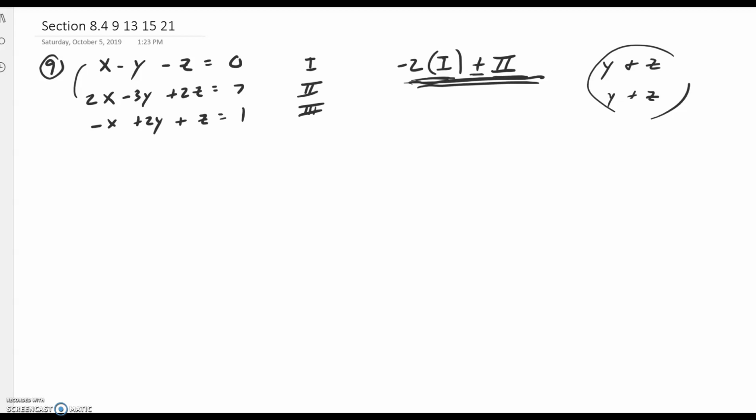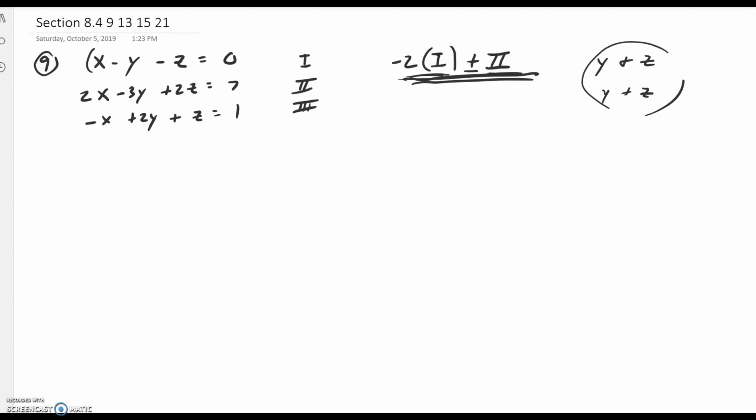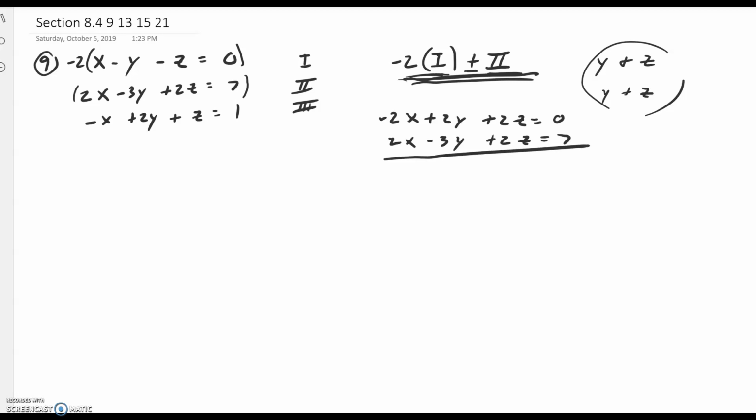So I'm going to distribute negative 2 throughout this top equation. So I'm going to distribute the negative 2 on both sides. So that's going to look like this. And then I'm going to leave this second equation alone. So when I distribute the negative 2 through, I get negative 2x plus 2y plus 2z equals 0 times negative 2 is 0. Now I'm going to copy down the second equation. And then I'm going to add. And then I get minus y plus 4z equals 7.